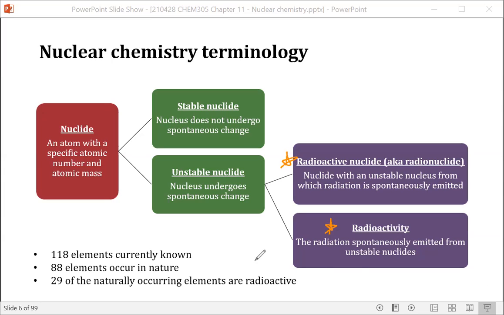So currently, there's 118 elements known. 88 of those occur in nature, and 29 of the naturally occurring elements are radioactive, meaning they have unstable nuclides, an unstable nucleus, which emits radiation.